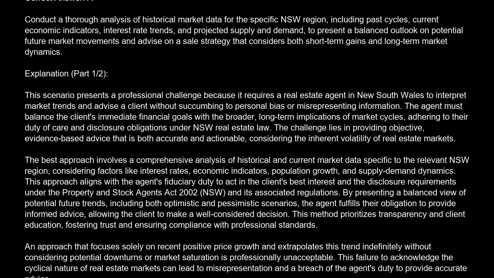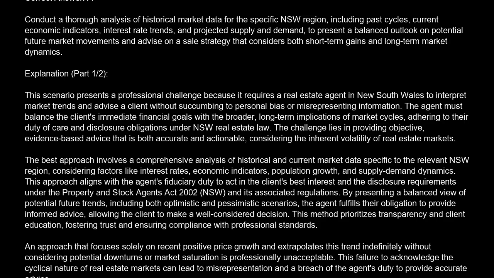The correct answer is A. Conduct a thorough analysis of historical market data for the specific NSW region, including past cycles, current economic indicators, interest rate trends, and projected supply and demand, to present a balanced outlook on potential future market movements, and advise on a sales strategy that considers both short-term gains and long-term market dynamics.